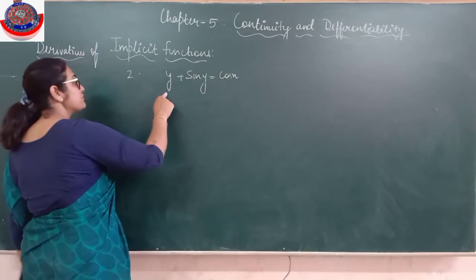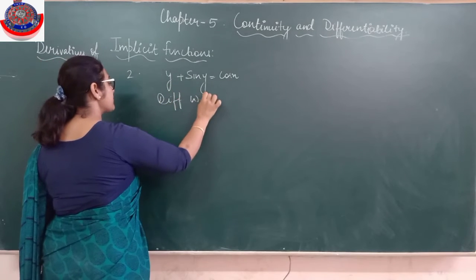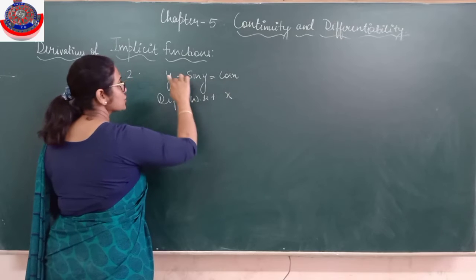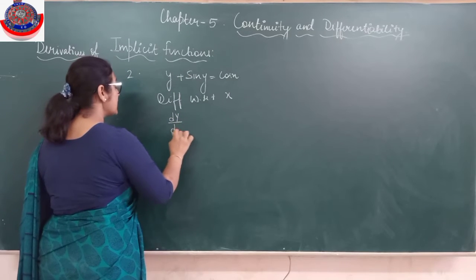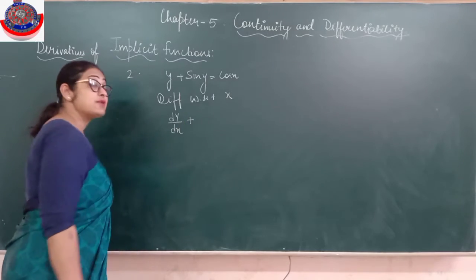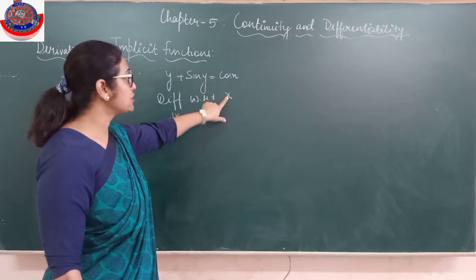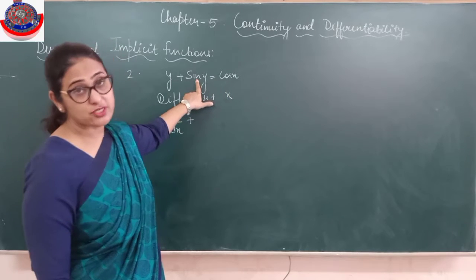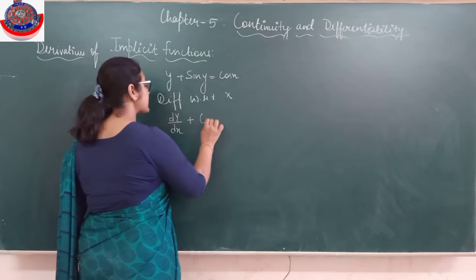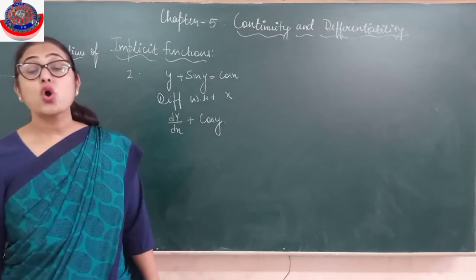So now first of all I'll differentiate. They asked me to differentiate with respect to x because we have to find dy upon dx. So I'll differentiate y with respect to x. Differentiation of y with respect to x is dy upon dx. And now here you have to be careful. When I'm differentiating sin y with respect to x, first the chain rule: differentiation of sin is cos y.